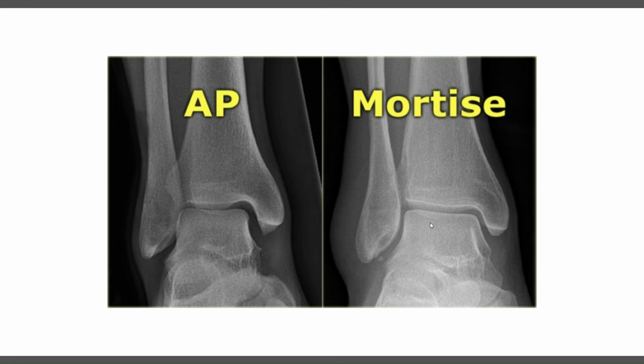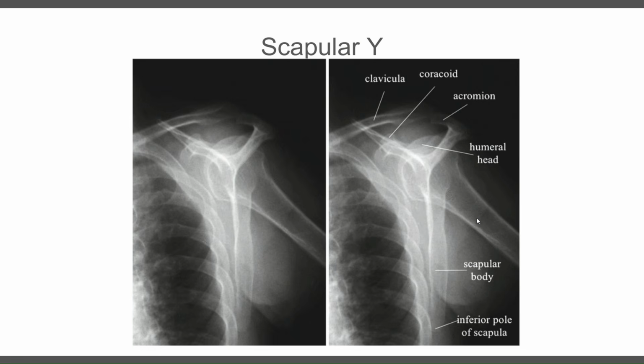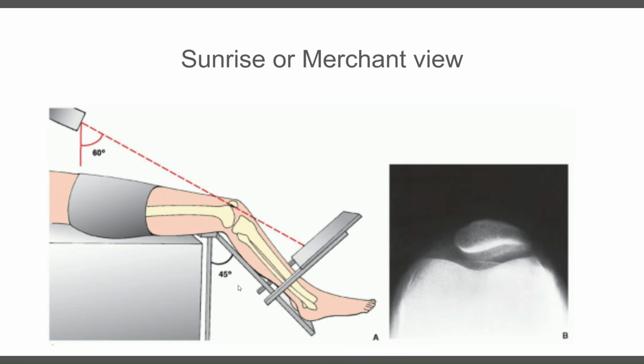So if you see this, you would say this is a mortise view of the ankle. This is a shoulder, and there's a special view where you turn the patient sideways, where the scapula, or the shoulder blade, and its components come down to a Y. So we call this a scapular Y. You don't need to know all the details of what is there so far. As long as you say this is a scap Y view, you'll be ahead of the game.